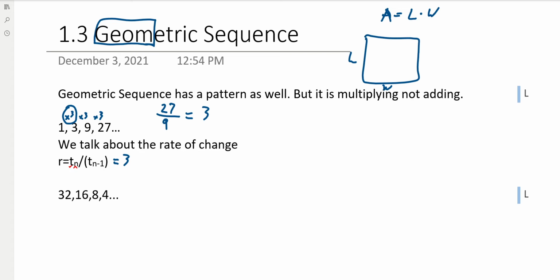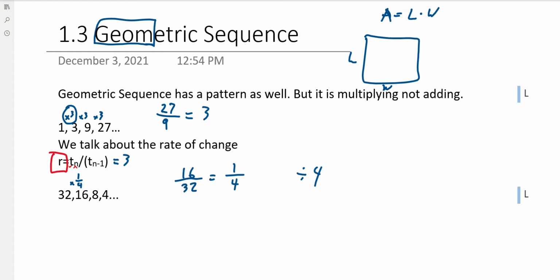Now, if we're going the other direction, we have to think about it the same way. This is not multiplying by 4. This is not dividing by 4. We need to think about it as 16 over 32, which simplifies to 1/4. What we're doing here is multiplying by 1/4. It's kind of like dividing by 4, but it is different because we're going to be using this rate in order to get a general term.